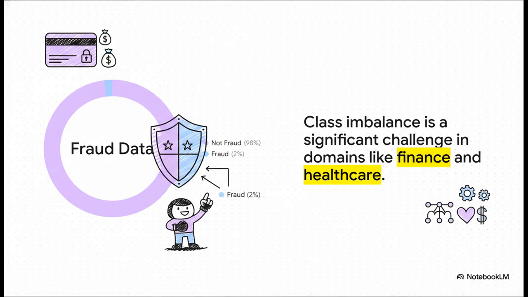This huge skew is exactly what we mean by class imbalance. And that tiny little 2%? That's our underdog. And you know what? It's the only thing we actually care about finding.